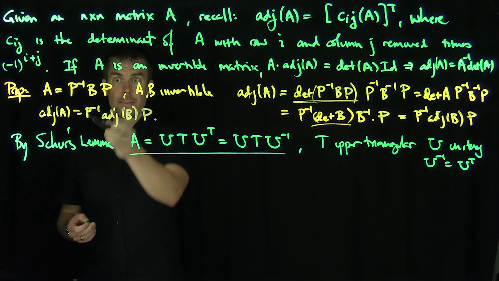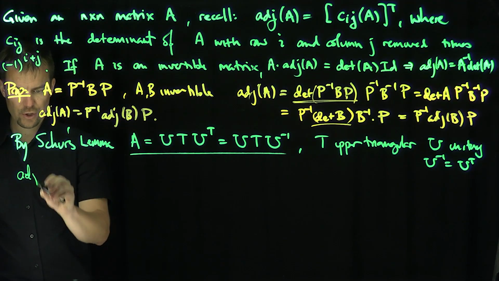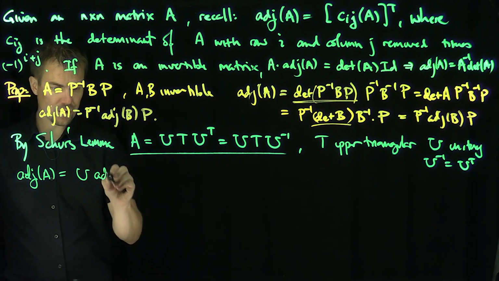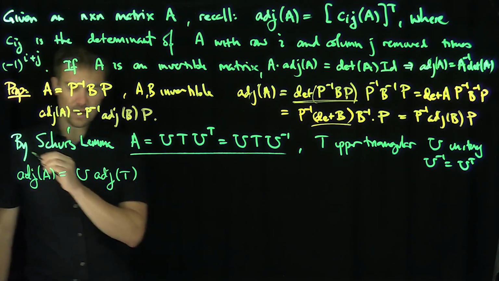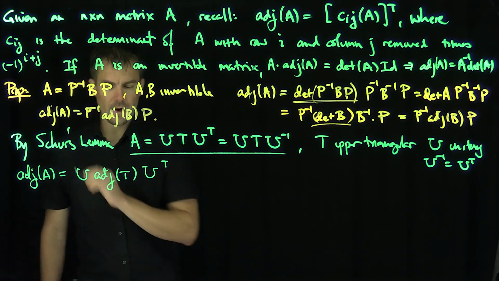So now I can say, by continuity, I can pass the adjugate formula over here. So the adjugate of A is going to be U, the adjugate of T, and then U transpose or U inverse over here, right?